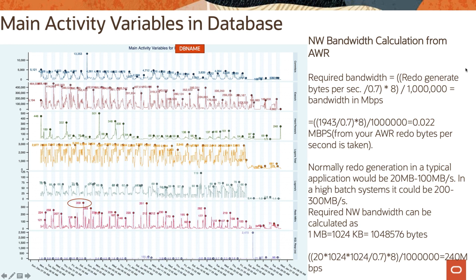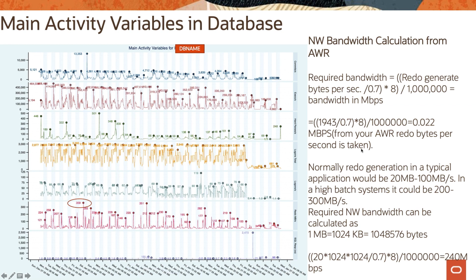So required bandwidth is normally redo generation bytes per second divided by 0.7, into 8, and divided by this particular number, and that provides bandwidth in Mbps. So think of it like if your redo generation is 1943, which you can find from your AWR reports or this particular data, then it translates to 0.022 Mbps.